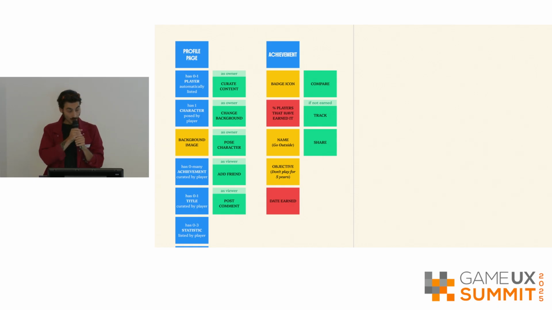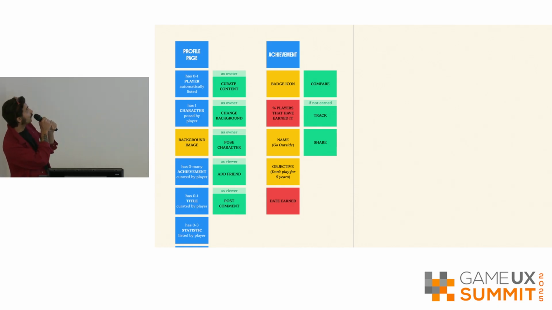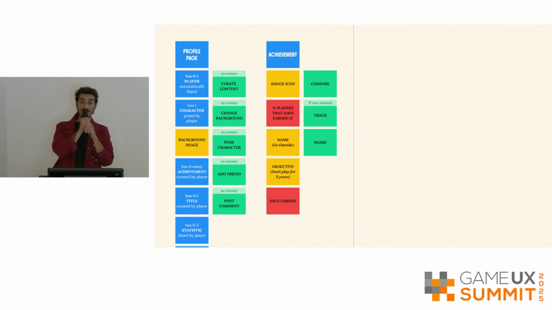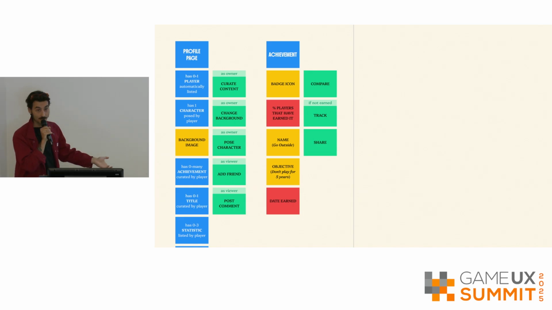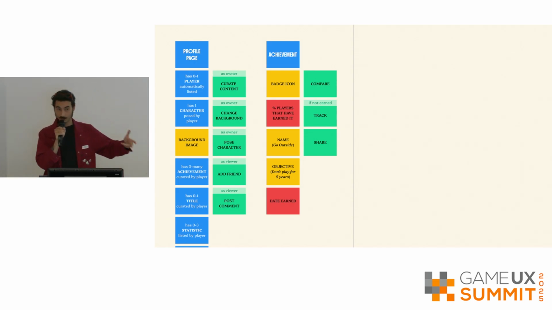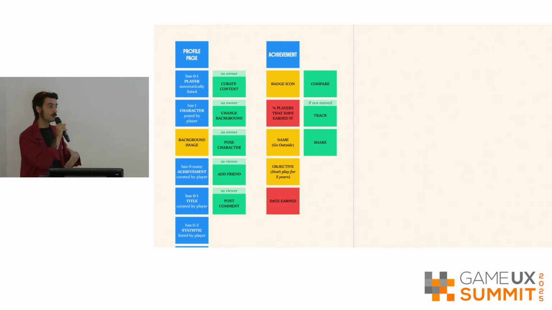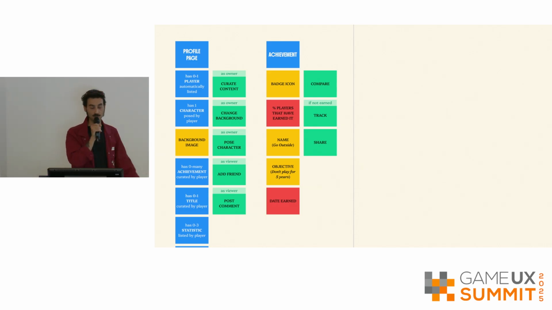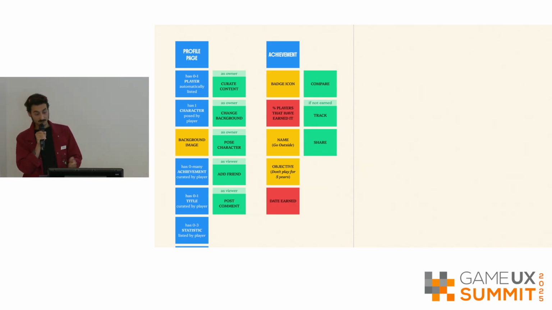So you'll notice that I also have some labels, as owner, as viewer. That's because actions are contextual. So if you're on your profile page as an owner, you can curate content, you can change the background, you can pose a character. But if you're viewing another player's profile page, obviously you can't do that, but you can post a comment maybe, or you can choose to add them as a friend.